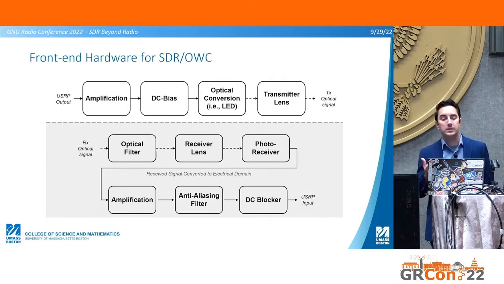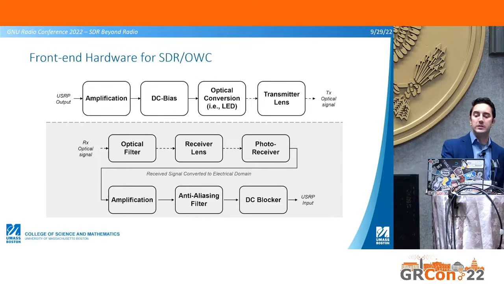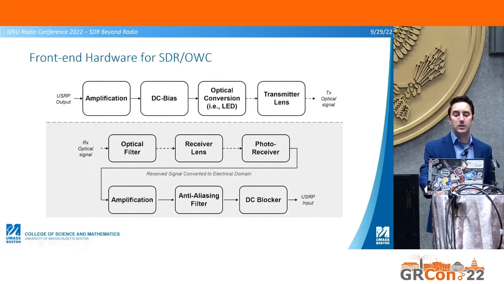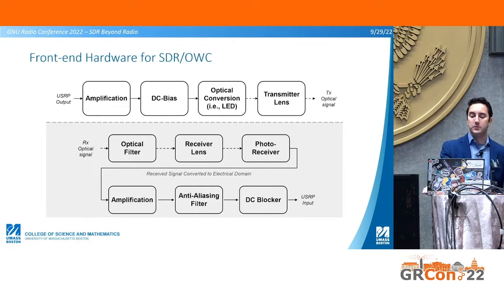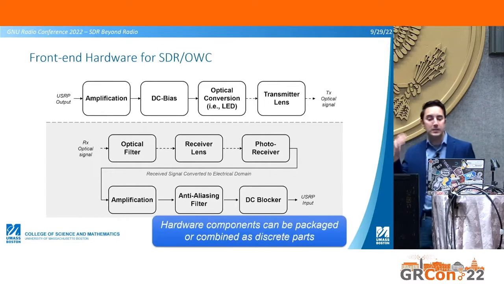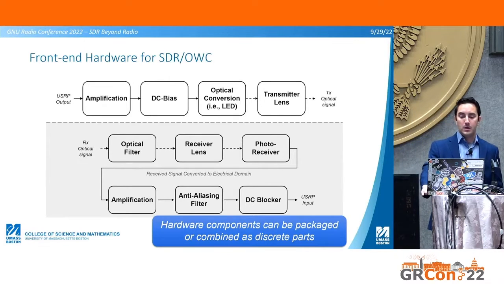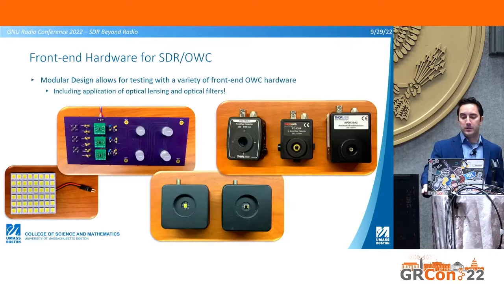Potentially some transmitter lensing to vary what that emission pattern looks like. And then on the receive side, a bunch of individual components as well. You have optical filters to select a range of optical frequencies, some different color channels, your lens, photo receiver, the actual receiver, and then afterwards some amplification, anti-aliasing, and blocking. We have a DC signal, so the DC blocker helps us bring it down to an AC. Altogether, we can package these in various components or use it as discrete parts.